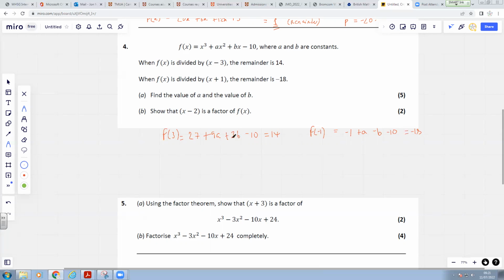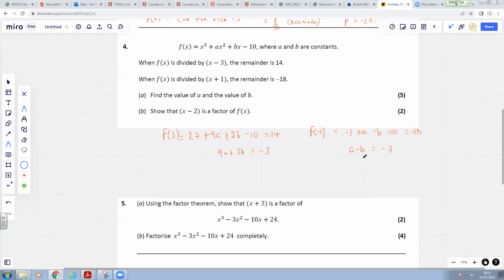Now let's do a little bit of tidy up and collecting terms. We get 9a plus 3b equals, and we're just trying to dump all the numbers onto the other side. You're going to get 24, but take away 27, you're going to get -3. And you could divide that all by 3. Here, you're going to get a minus b equals, okay, add the 10 on, you're going to get -8. Add the 1 on, you're going to get -7.